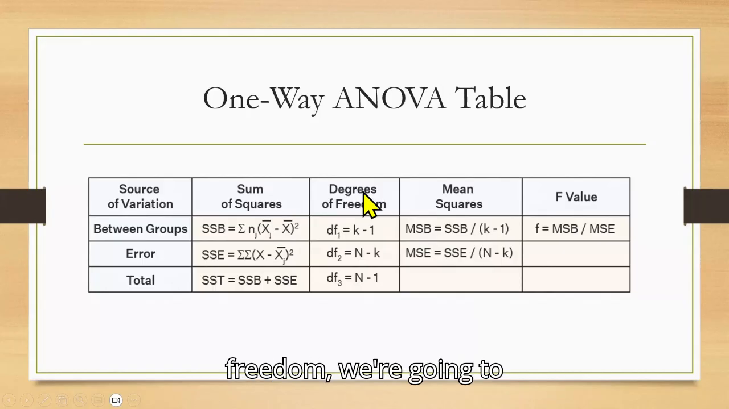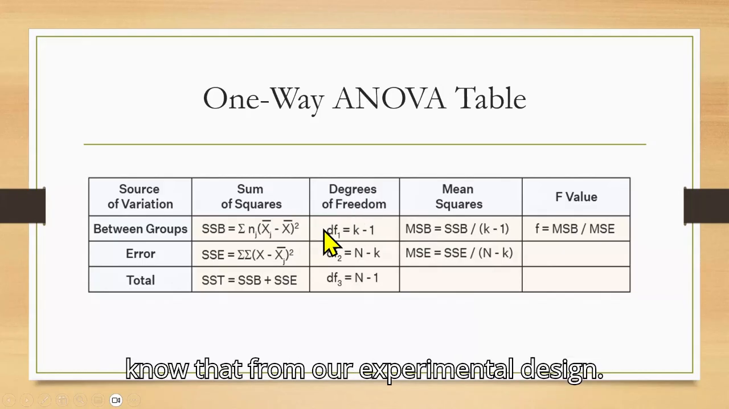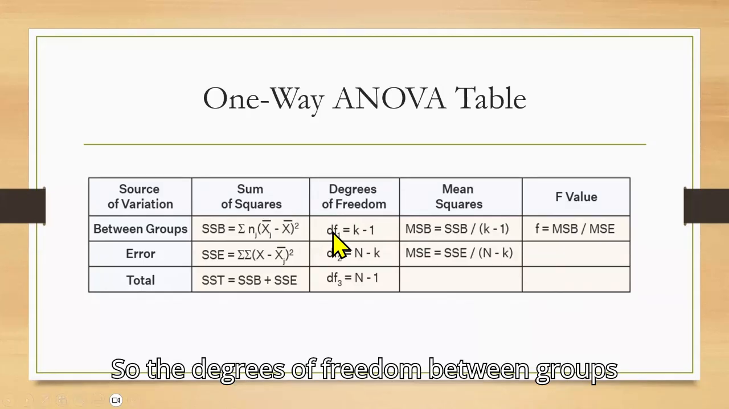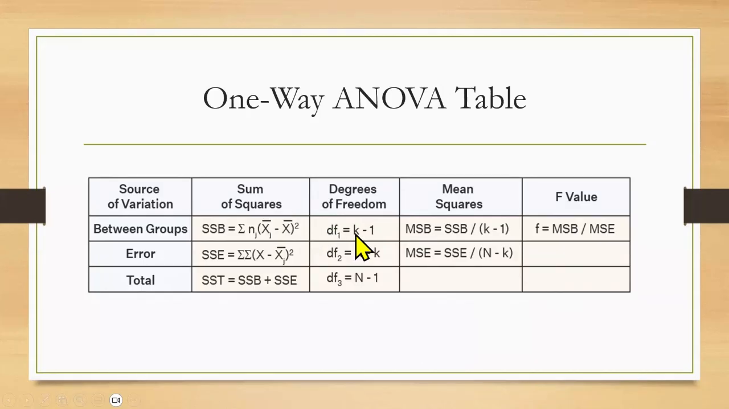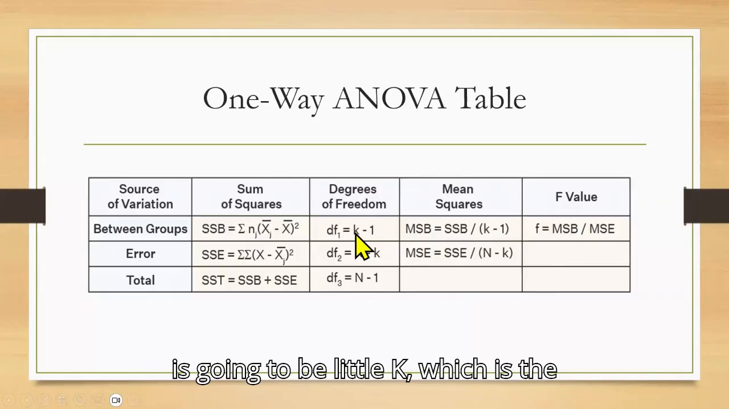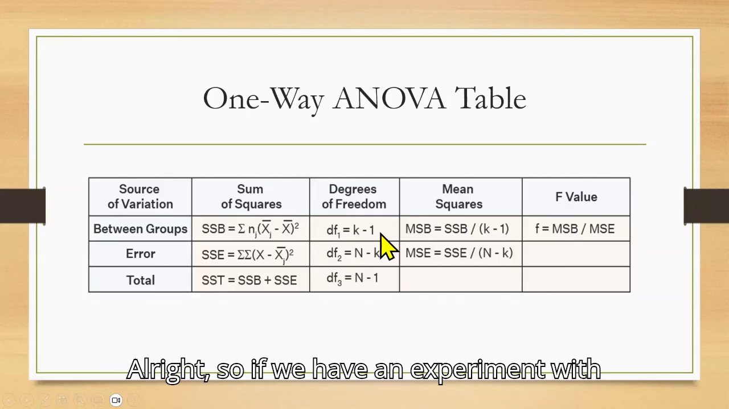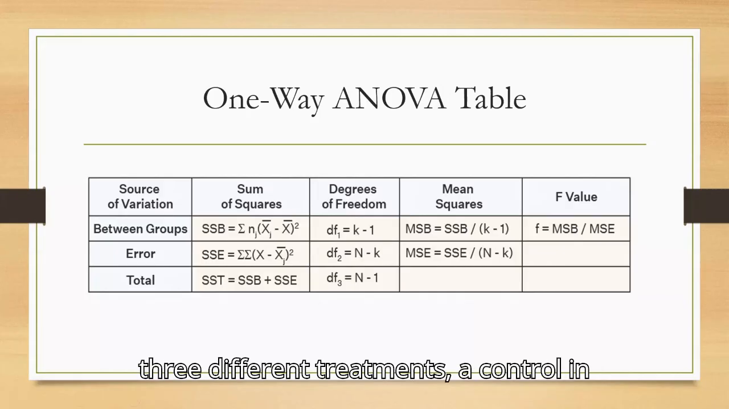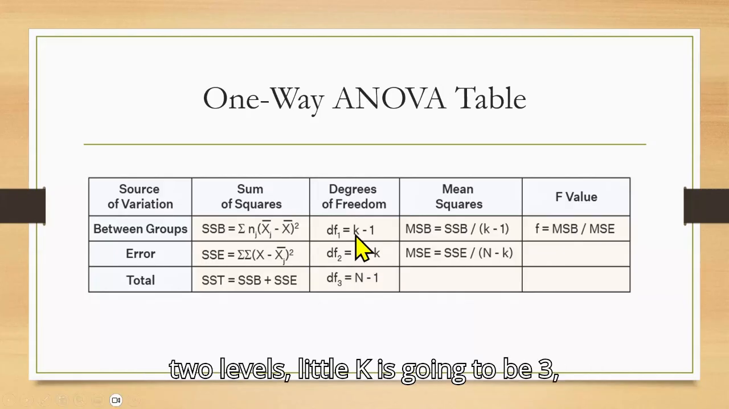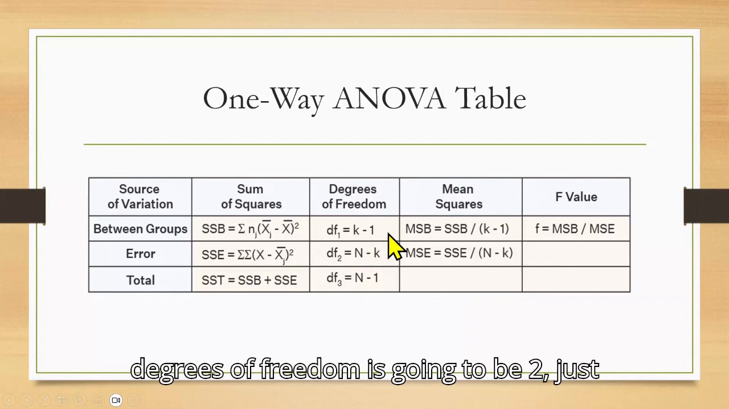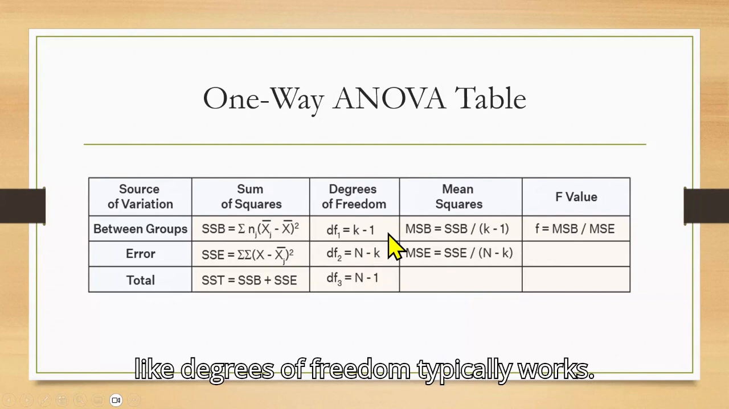And so that's what's in this table, right? The degrees of freedom, we're going to know from our experimental design. So the degrees of freedom between groups is going to be little k, which is the number of groups that we have, minus 1. So if we have an experiment with 3 different treatments, a control and 2 levels, little k is going to be 3, degrees of freedom is going to be 2. Just like degrees of freedom typically works.